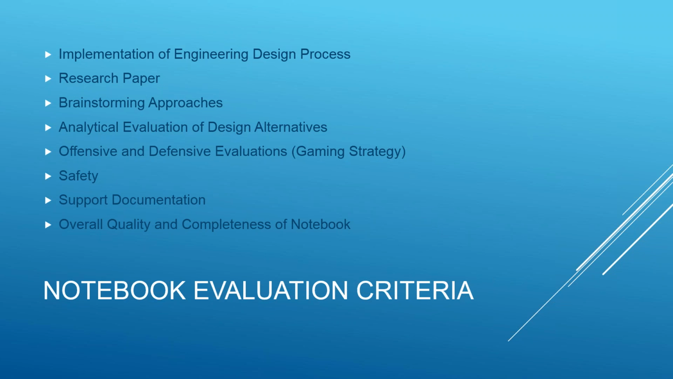Okay, we want to look at the analytic evaluation of your design alternatives. How big are your wheels? How fast will your robot run? There will be things that you will calculate, and we want to see those calculations in your notebook. We want to see your offensive and defensive evaluations, basically the gaming strategy. How can you best achieve points? Or in the defensive side of things, what could you do that would perhaps keep other robots from scoring higher than you?